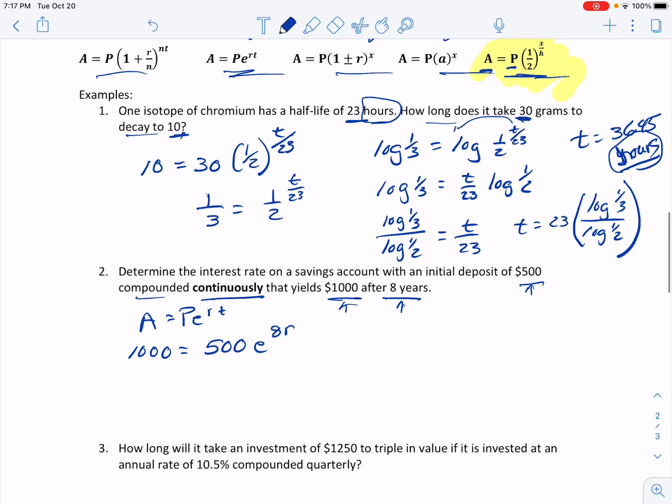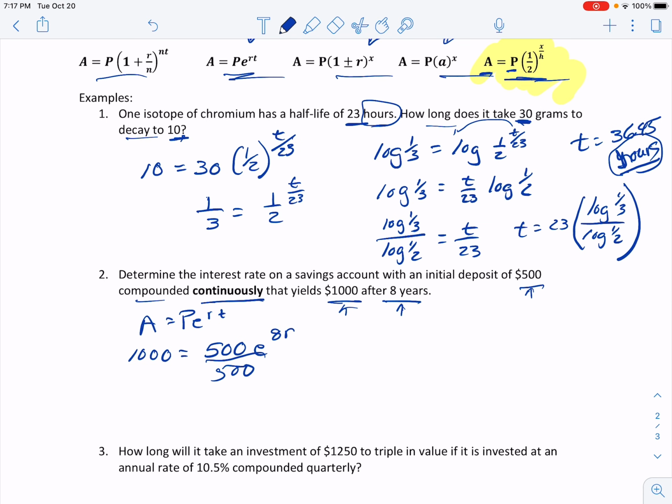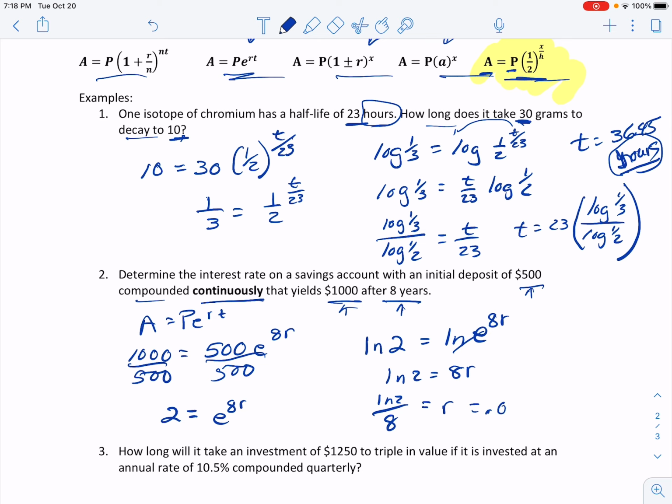Okay, first thing you do is divide by 500. So you get 2 equals e to the 8r. Take the natural log of both sides. These go away, and you get the natural log of 2 equals 8r. So r is equal to ln of 2 over 8. Ln of 2 divided by 8 is 0.0866, which is 8.66%.